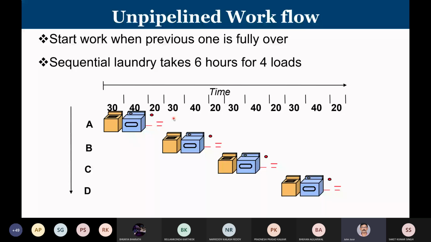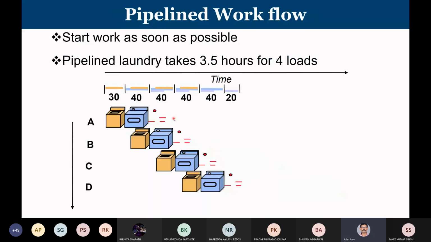In the same laundry example, we can go for a pipelined laundry. Your work will start as soon as the machine is free. You have 3 subcomponents: a washing component, a drying component, and a folding component. Once you put things into this, you can start washing the next set of clothes. I should not wait for the entire process of A to be over, because these are 3 independent units. The moment the washing unit is free, I can dump the clothes of B into it. So it takes 40 minutes there.